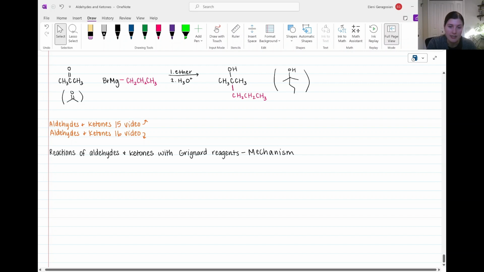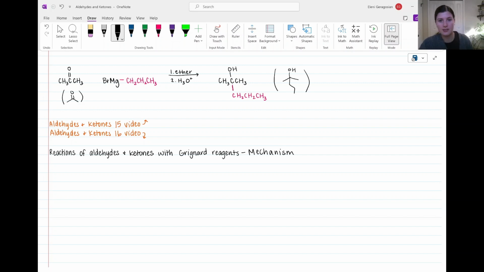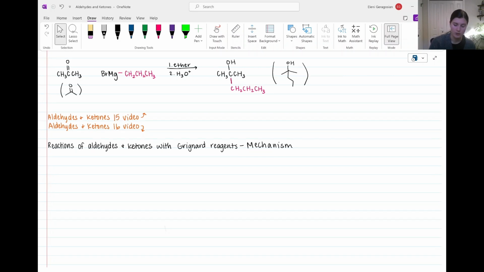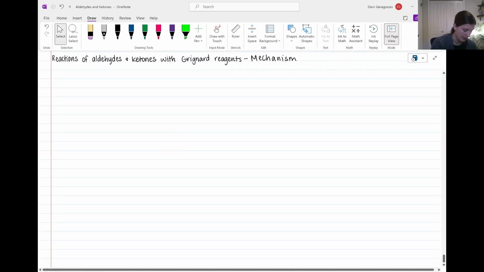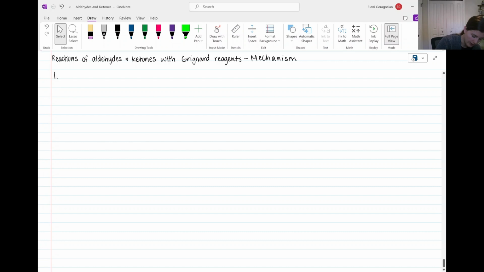That's all done in a polar aprotic solvent, so an ether, for example. Then in a second step, H3O plus or some acid is added, and that forms the alcohol group, that acidic hydrogen is added to the carbonyl oxygen. So we'll go through the mechanism for these steps. So in step 1, we have our aldehyde or ketone.